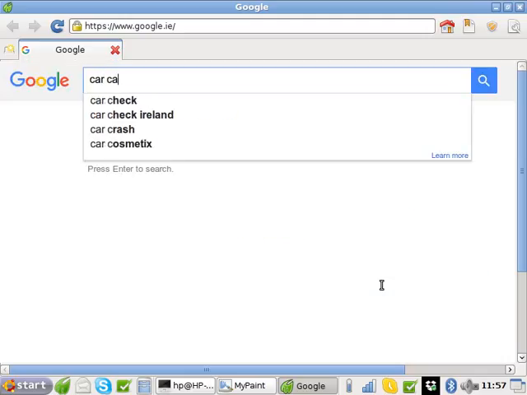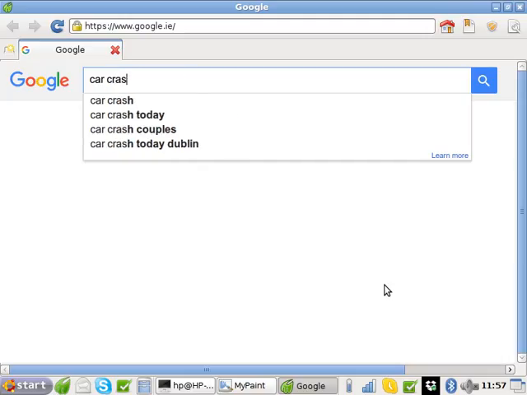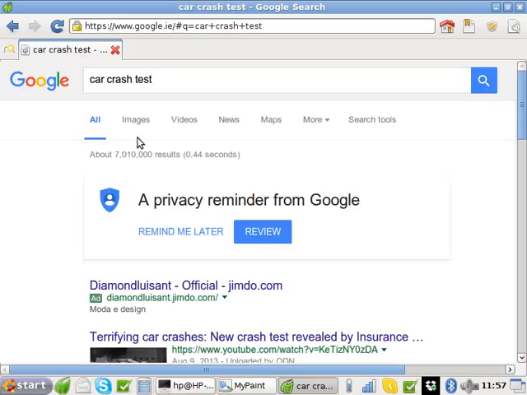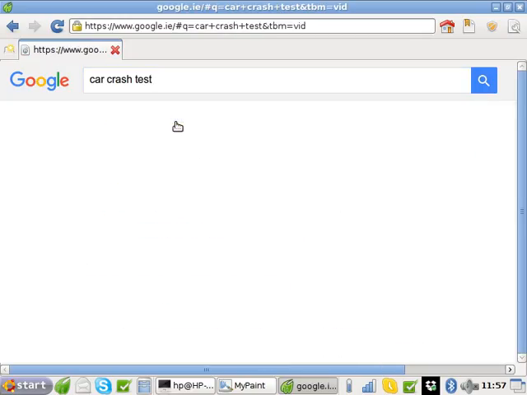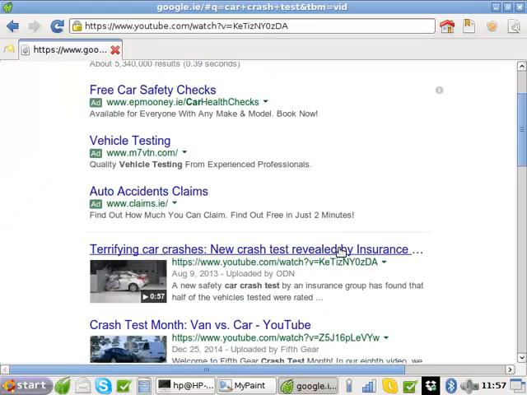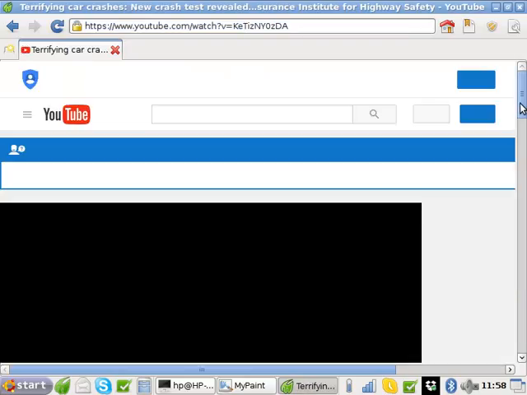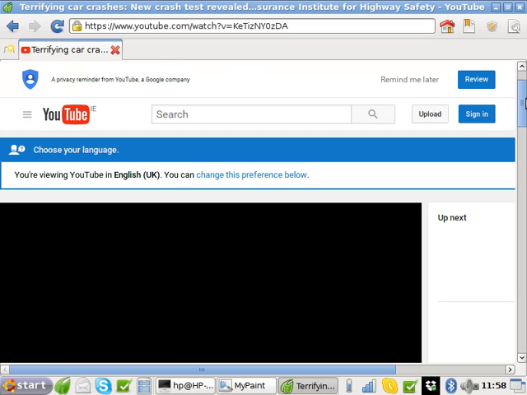Car crash test, something like this. If I can get you a video here. Yeah, perfect. Terrifying, perfect. That's what we want. And this idea will come up again in another question.